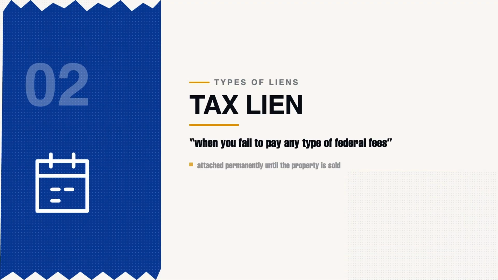The second one is a tax lien. Obviously this arises when you fail to pay any type of federal fees. The big one is property taxes, for example. Those taxes then become affixed to the property and they are essentially going to be attached permanently until the property is sold or these fees are paid off. So that's a big one.